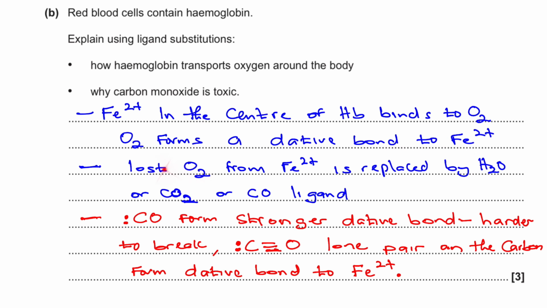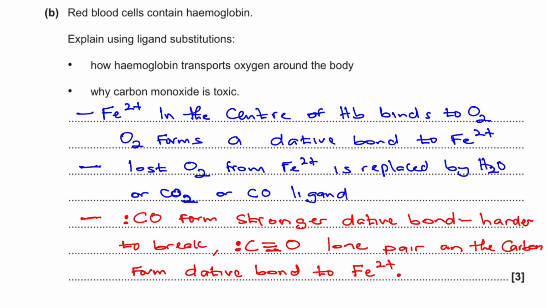When O2 is released from iron 2+, it is replaced by a water or carbon dioxide or carbon monoxide ligand. For carbon monoxide, the CO forms a stronger dative covalent bond. That means it binds strongly to iron and is harder to break. The lone pair on the carbon of CO forms a dative covalent bond to iron 2+. This bond is much stronger than the bond of oxygen gas to iron 2+.